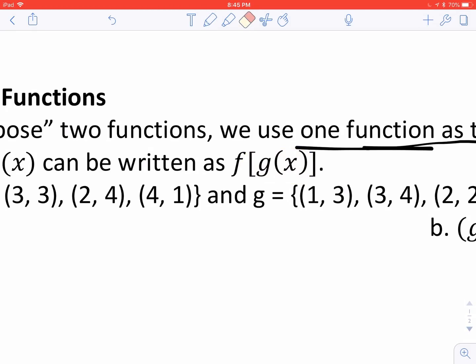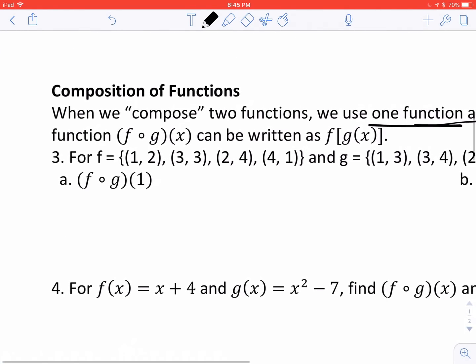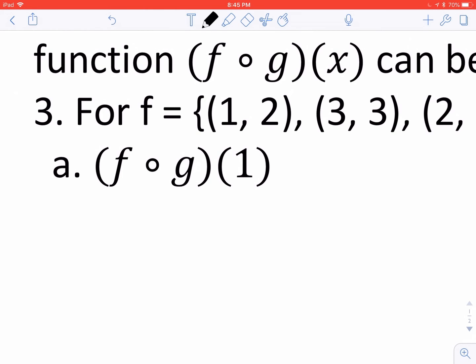Okay, so here we have f of g of 1, or sometimes f circle g of 1. So what this means I need to find is f of g of 1.